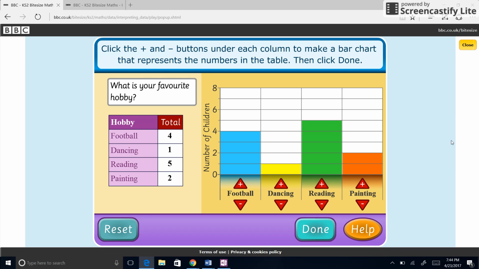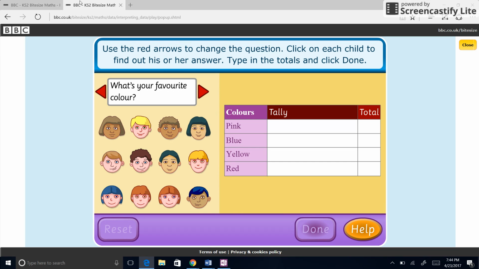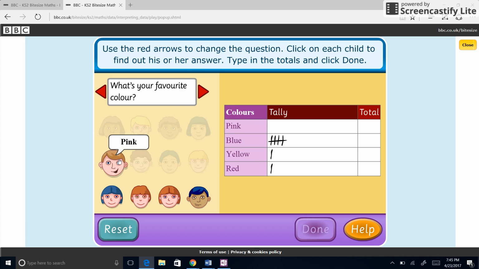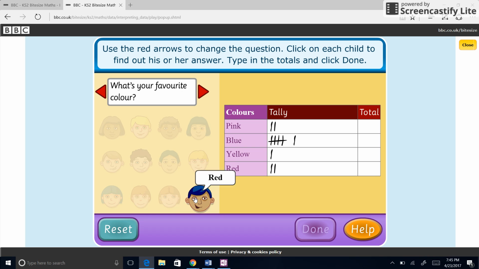We're going to practice one more time using a bar graph and collecting the data that we're going to put in the bar graph. In this case, we're not asking them about their favorite hobby, but we're going to ask them about their favorite color. So once again, we have 12 children, and we're going to click on each child to find out what his or her answer is. Then we're going to put the tallies, and then we're going to type in the totals again. So for these, you have blue, blue, blue, red, yellow, blue, and we're going to continue through all of the students until all the tallies.